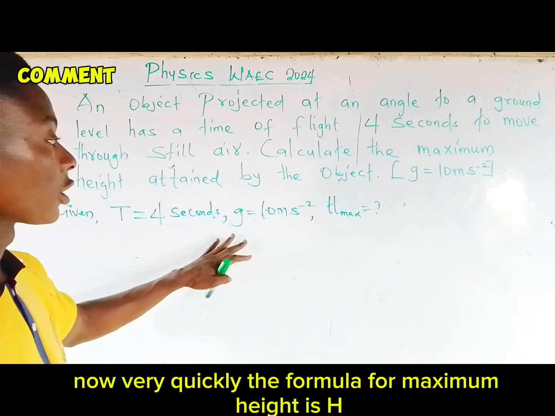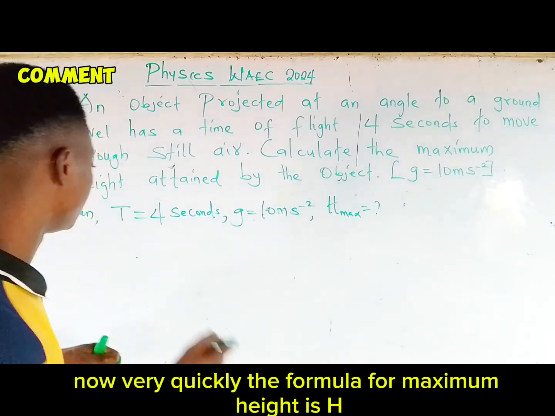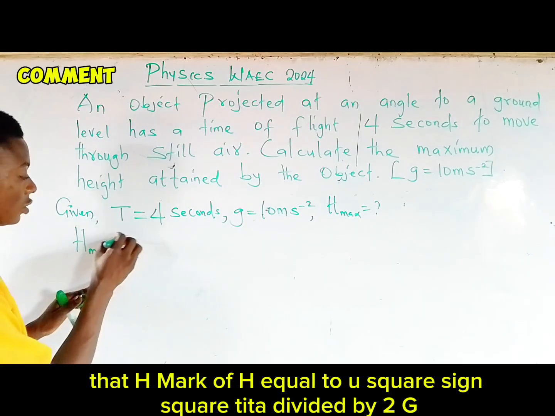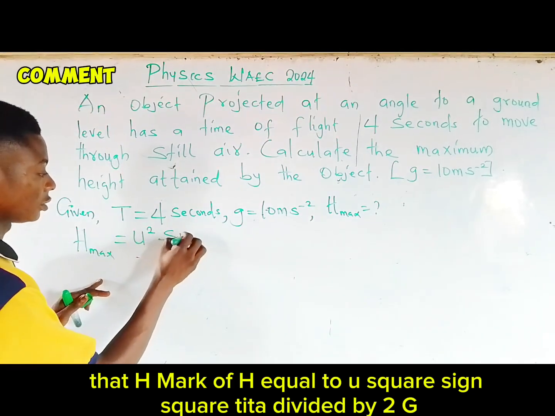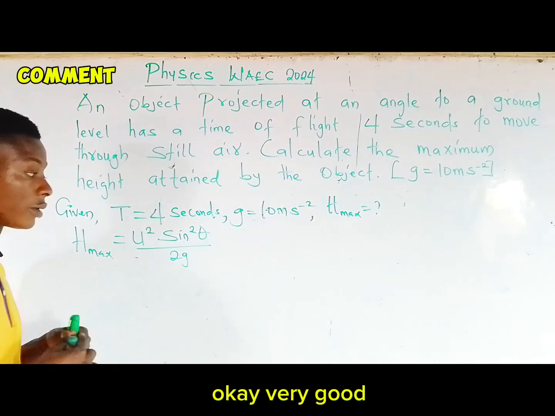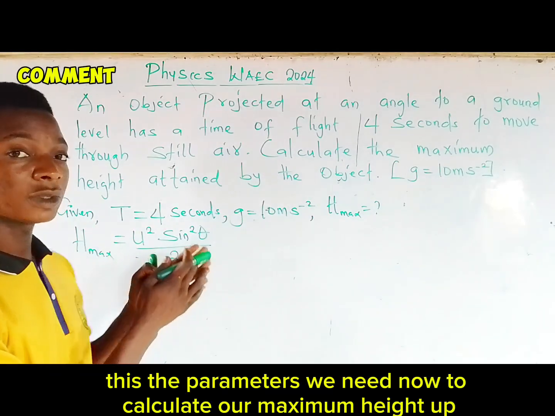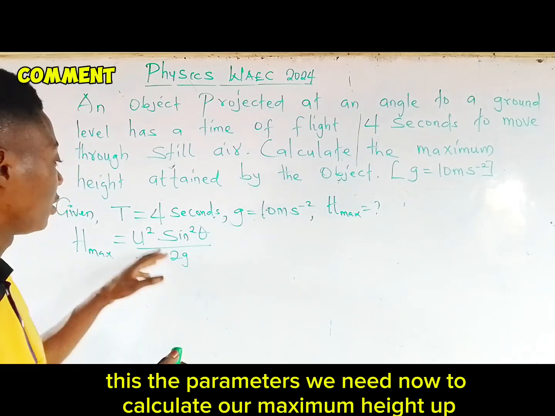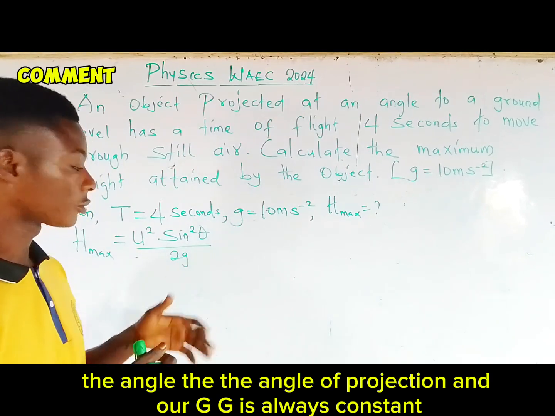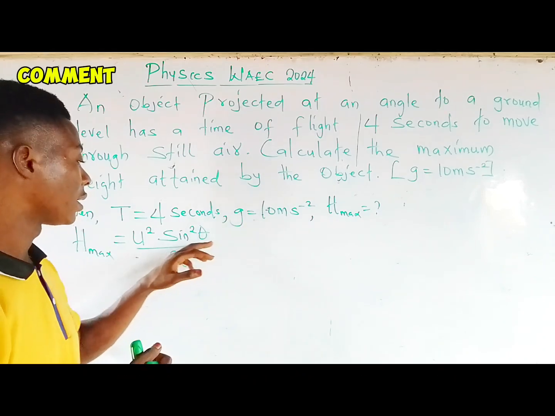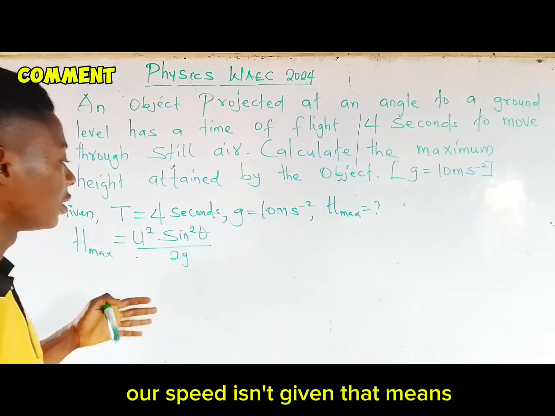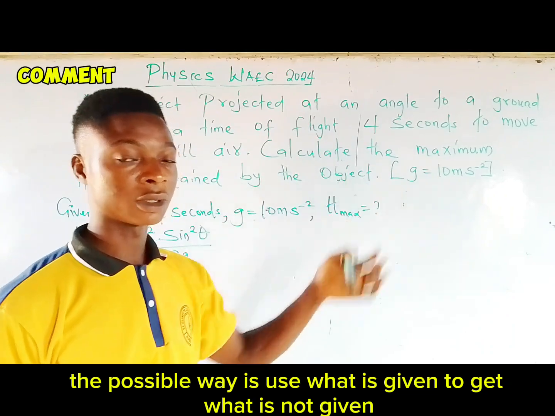Now, very quickly, the formula for maximum height, h max, is h equals u squared sine squared theta divided by 2g. Okay, very good. The parameters we need to calculate our maximum height are the speed of the projectile, the angle of projection, and g, which is always constant. Now, the angle isn't given, our speed isn't given. That means the possible way is to use what is given to get what is not given.